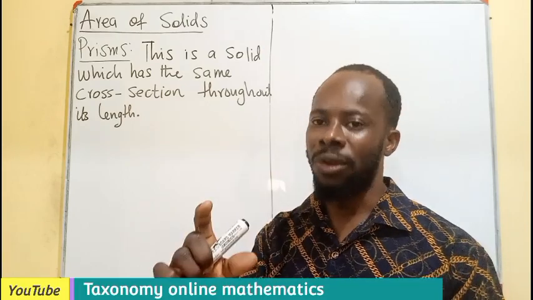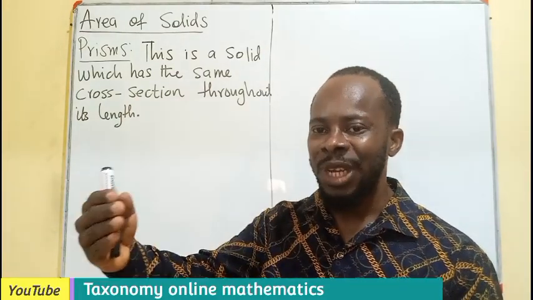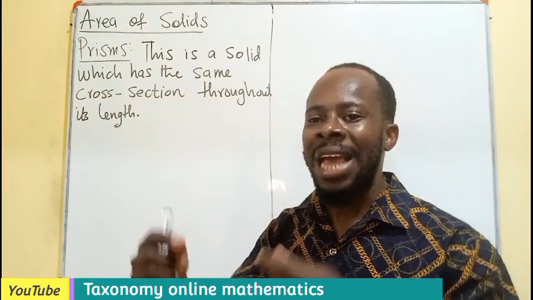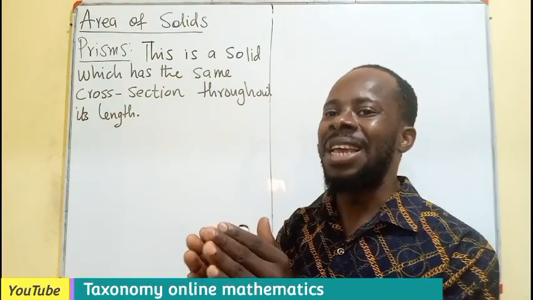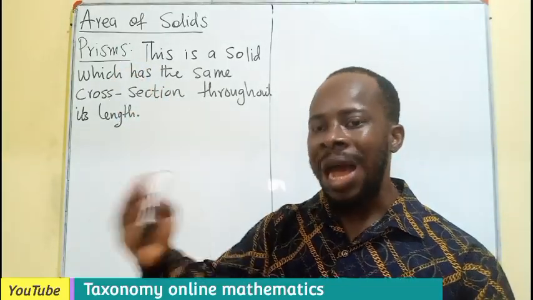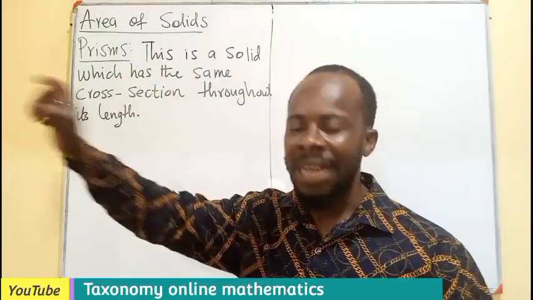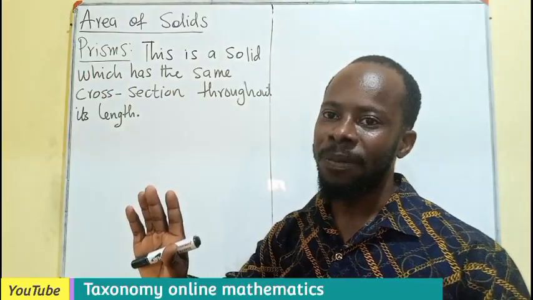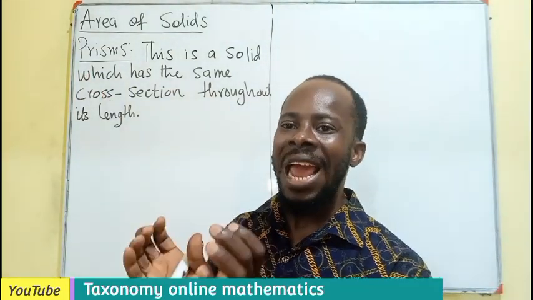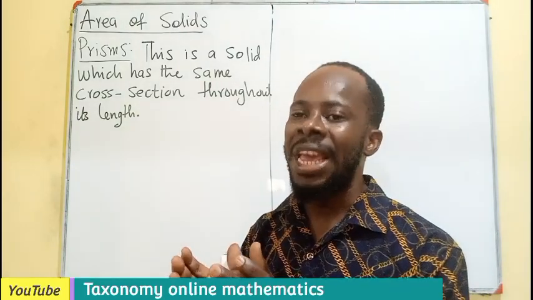If you take a straw and cut it into pieces, you see that each of the pieces looks alike. They are identical. That is saying that their cross section is the same throughout its length. That's an example of a prism. Now, prisms get their name from their end, the face of the end.